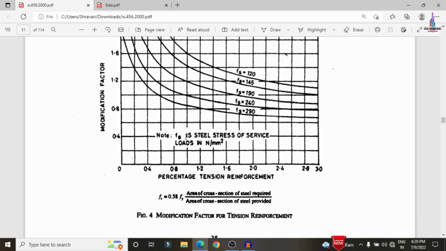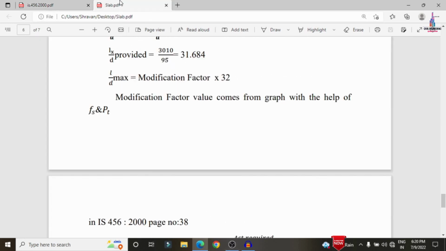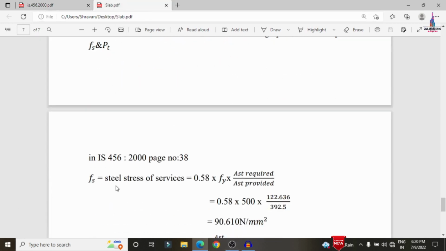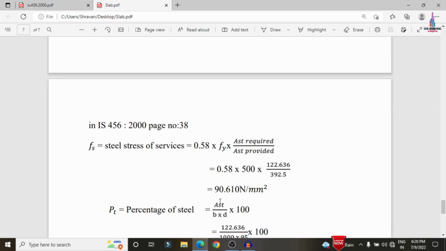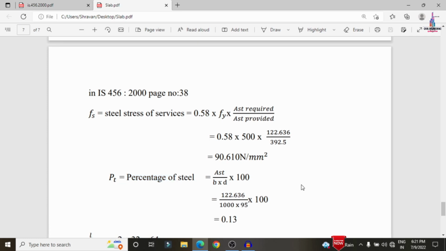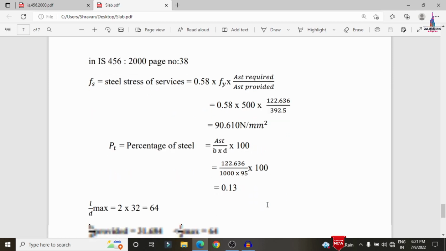Here I want to calculate the value. So Fs equals 0.8 into AST required by AST provided. If you substitute the values, we get Fs equals 90.610. Then PT percentage equals AST divided by b into d into 100. If we substitute the values, 122.636 divided by 1000 into 95 into 100, we get the value 0.13.